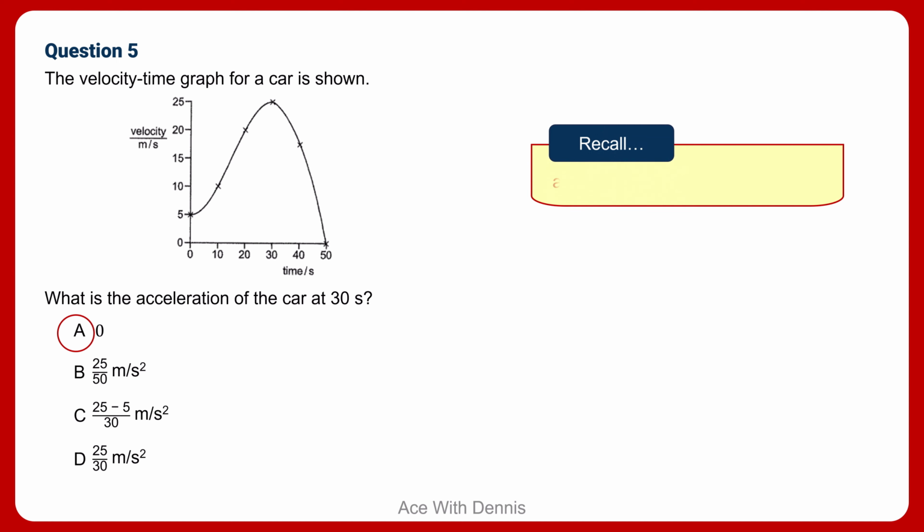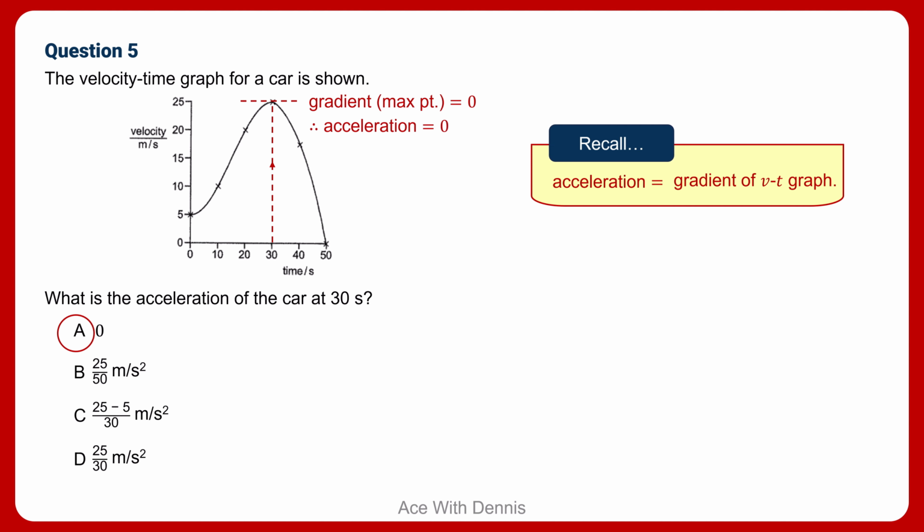Recall that acceleration is the gradient of a velocity-time graph. Hence, we look at the time 30 seconds. It is at the maximum point. Hence, the gradient equals 0, which means that the acceleration is 0.